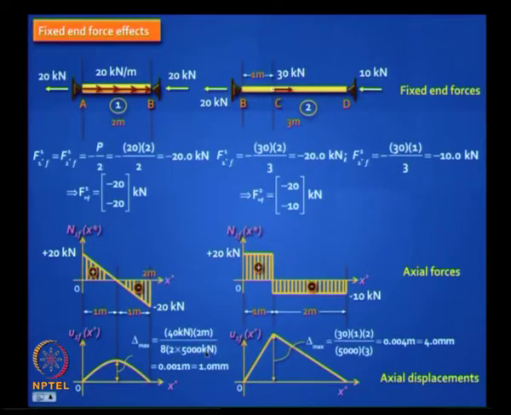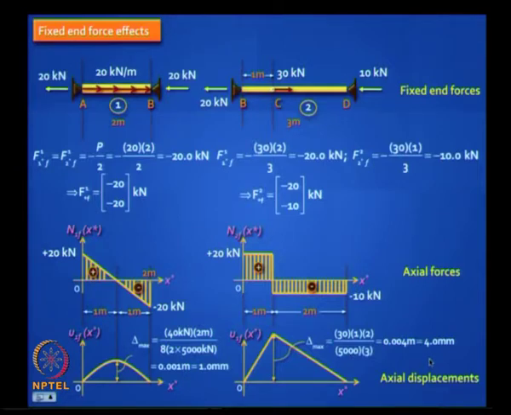EA is given as 5000 kilonewton. You get 0.001 mm, which is 1 mm. You get a 1 mm axial displacement. This is a very small displacement, makes sense. This one, you have an intermediate load. This is the variation of the axial force. You have a triangular variation of axial deformation, and you know this is PAB by LEA. So substitute those values, you get 4 mm.